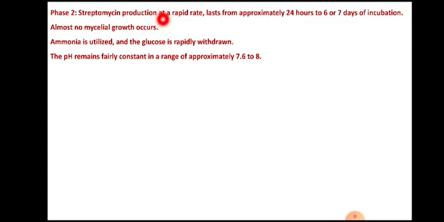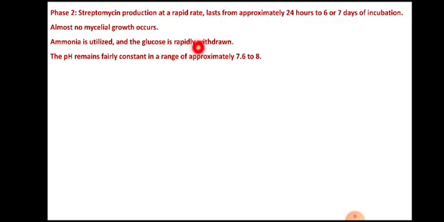After this first phase, in the second phase, streptomycin production starts at a rapid rate. It starts from 24 hours onwards and continues till the end of the fermentation at 6 to 7 days of incubation. During this period, there is no mycelial growth. The ammonia which is present in the medium is utilized and growth is rapidly withdrawn.